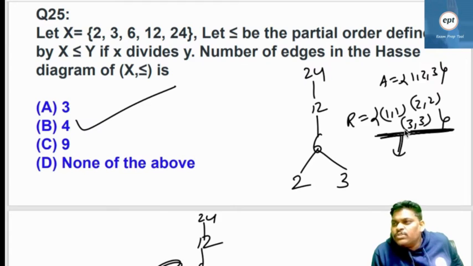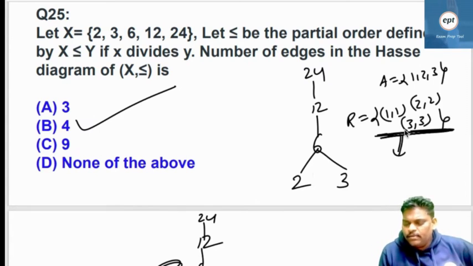Then what does irreflexive mean? What is the meaning of irreflexive? Not even one pair of the form (x, x) can be there.